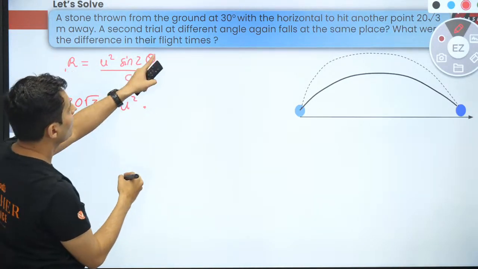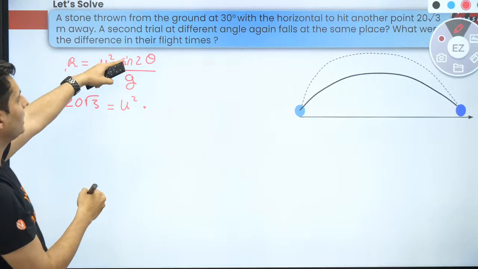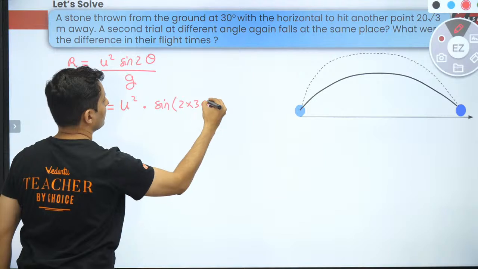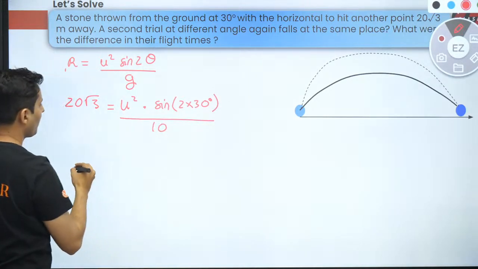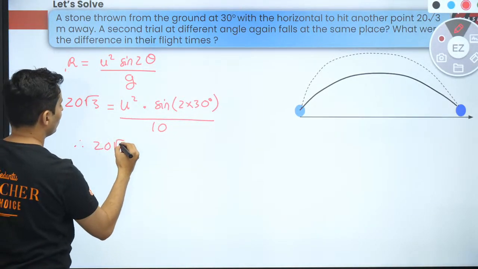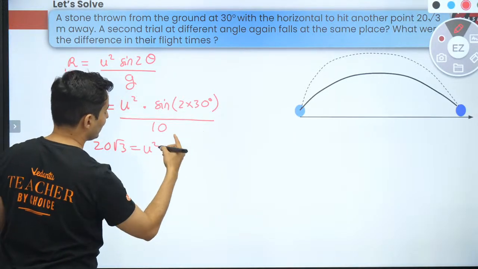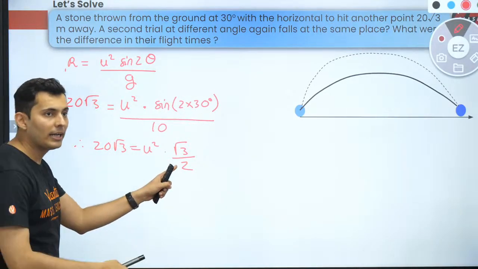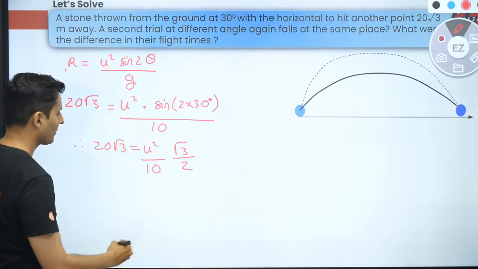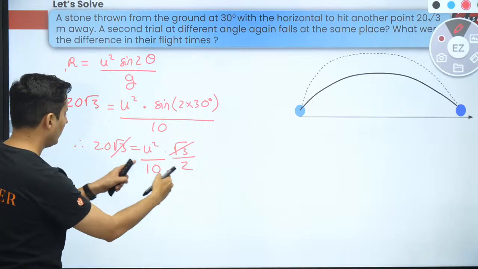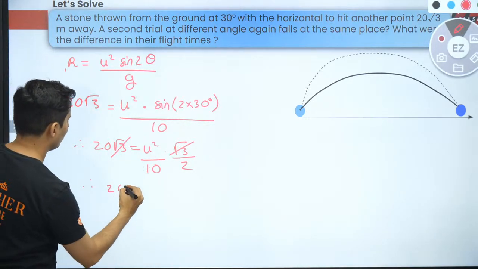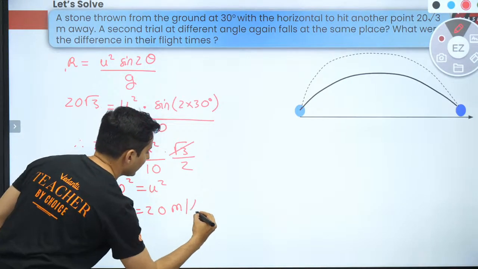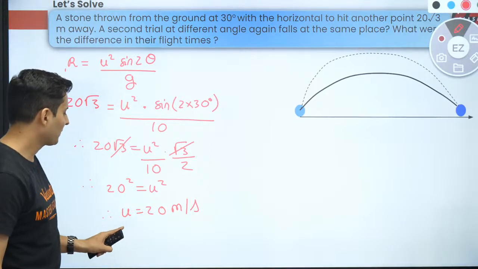Sine 2 theta. Well, I have to find the angle theta. Is it given? Yes, 30 degrees. So it will be sine of 2 multiplied by 30 degrees divided by 10. Therefore, 20 root 3 is equal to u square times sine 60, which is root 3 by 2, divided by 10. Now this root 3 and this root 3 get cancelled, and the 20 and the 20 get multiplied. So it will become 20 square is u square. Therefore, u is equal to 20 meters per second. So I have found out the speed.